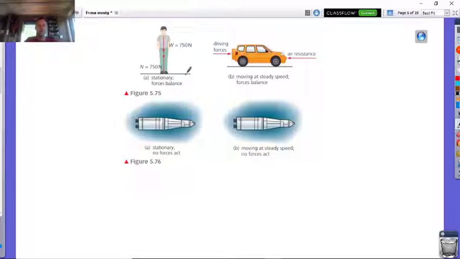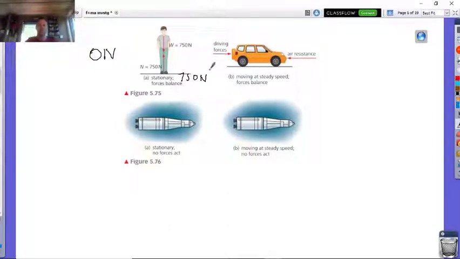They have got a weight of 750 newtons acting down. And then also you've got a reaction force acting upwards, which is also going to be 750 newtons. Now, these two forces are balanced. Therefore, isn't the overall force going to be 0 newtons? Therefore, it is going absolutely nowhere.